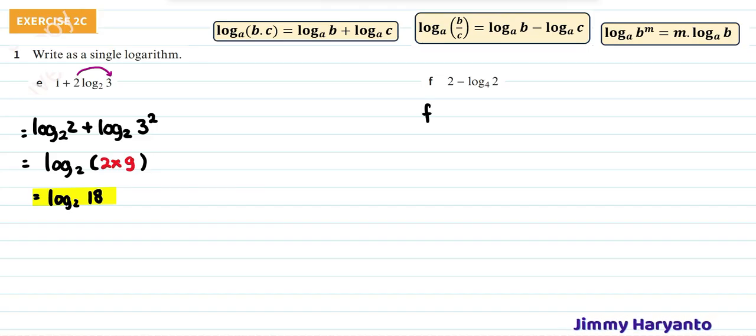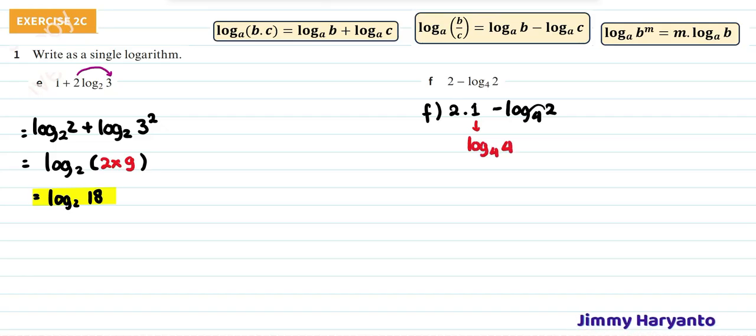For the f, 2 means 2 times 1 minus logarithm 4 and 2. And then I can change this one into logarithm of 4 and 4. Why did I choose 4? Because the question wants you to answer it in logarithm of 4. 2 times log 4 4 minus log 4 2. And then I can move this.